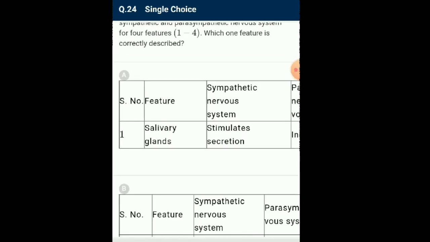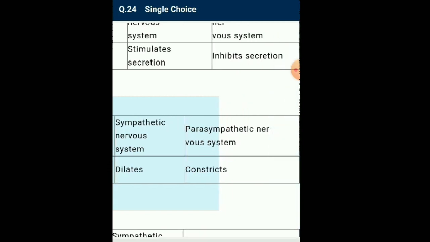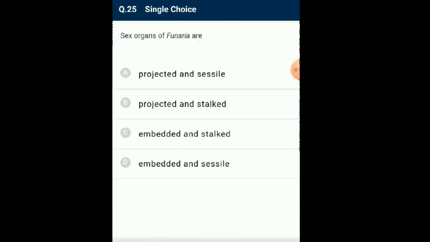Sympathetic nervous system. The preganglionic nerve fibers are short. They have acetylcholine as neurotransmitter. The postganglionic nerve fibers are long. They have adrenaline as neurotransmitter. So the correctly matching option is option B. Feature, sympathetic nervous system, parasympathetic nervous system, everything is given correctly. The sex organs of Funaria are.